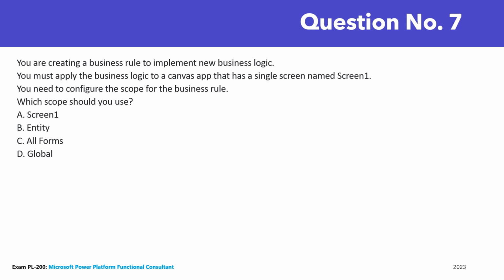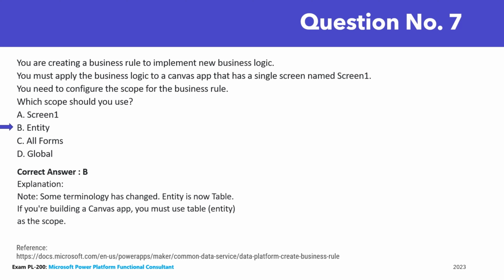You are creating a business rule to implement new business logic. You must apply the business logic to a Canvas app that has a single screen named Screen 1. You need to configure the scope for the business rule. Which scope should you use? A. Screen 1. B. Entity. C. All forms. D. A global. Correct answer, B. Entity.